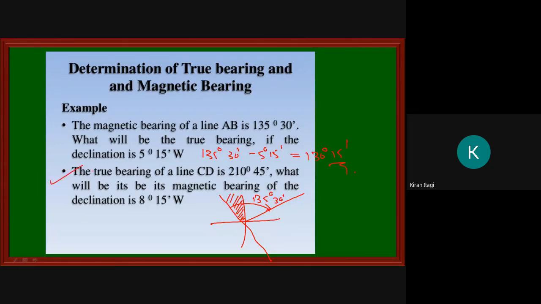Now go for the second one. Read the question very carefully. The true bearing of a line CD is 210 degree 45 minutes. What will be its magnetic bearing if the declination is towards the western side? Comment the answer.